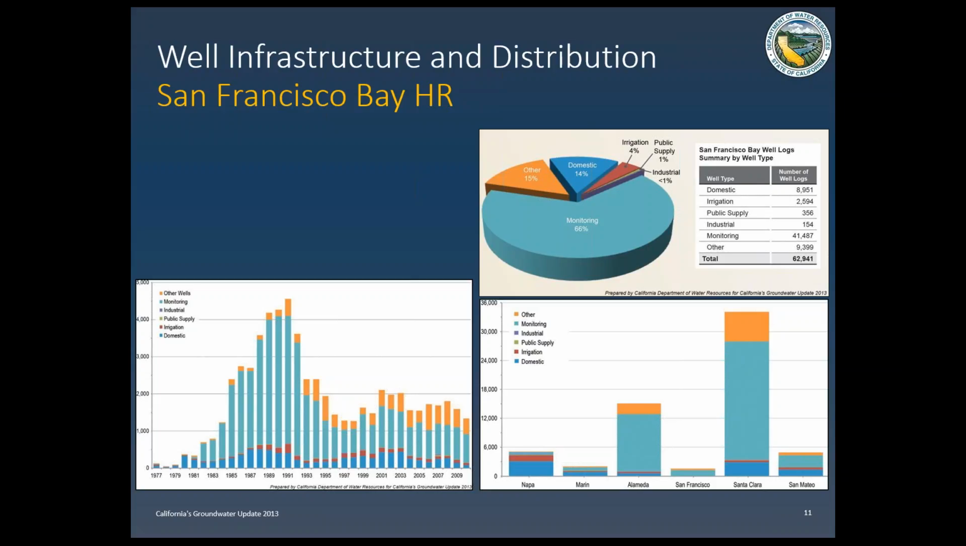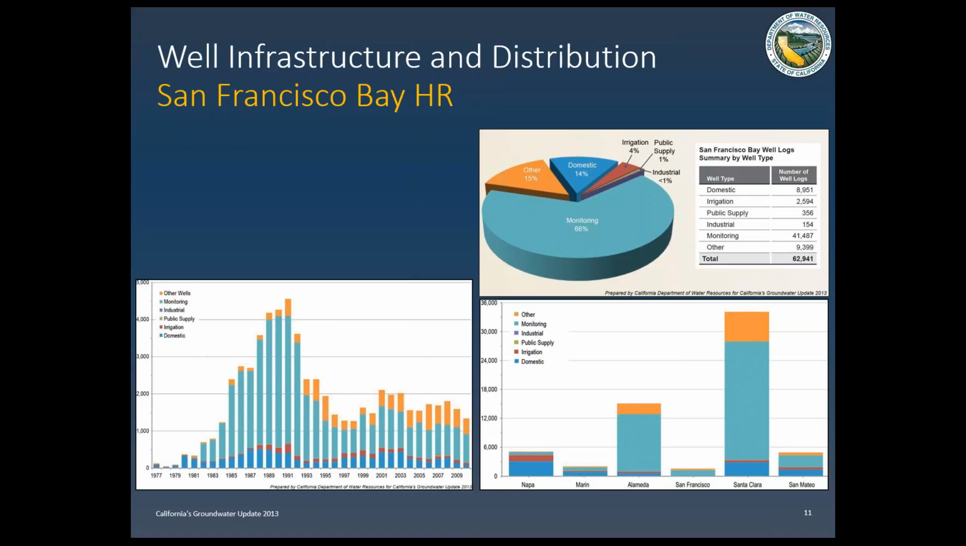The graph on the lower left is the number of wells that were installed from 1977 through 2010, and they're also broken down by use. The pie chart in the upper right represents basically the summary of the different types and the percentages associated with it. And then the bar chart in the bottom right also deals with the well logs, but it's broken down by counties and by type.